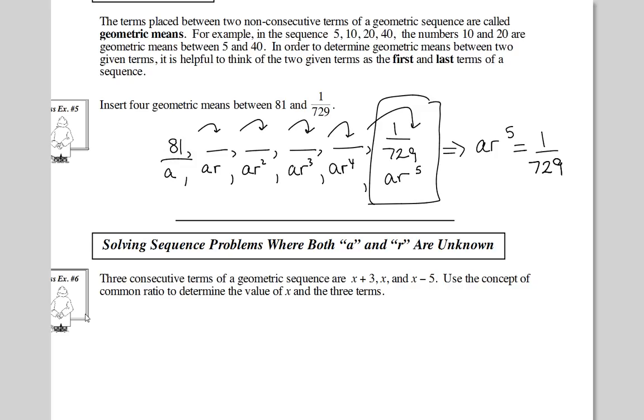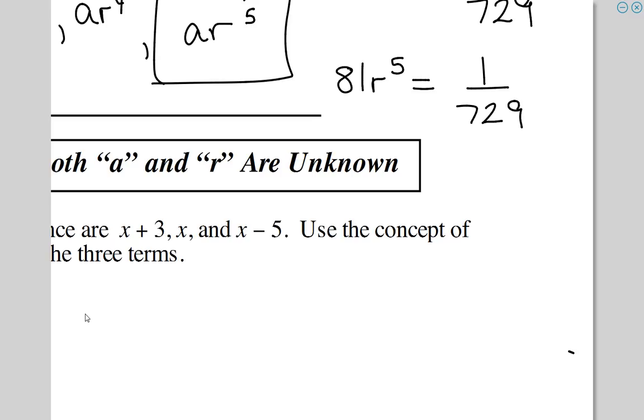Do we know A? What's A? 81. So 81 r to the 5 equals 1 over 729. So isolate r to the 5. So where does the 81 go? You have to divide out 81 on the left, right? So it's going to go down here. 729 times 81. I don't even want to know what this is. 59049.